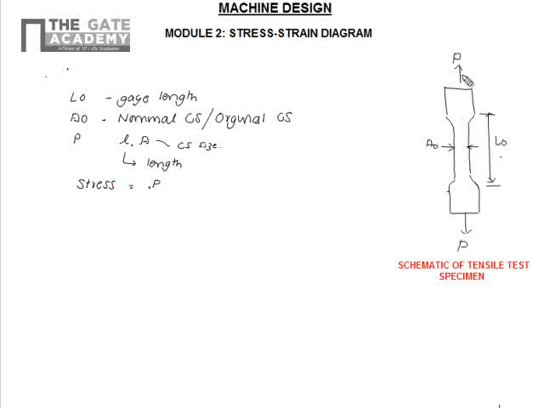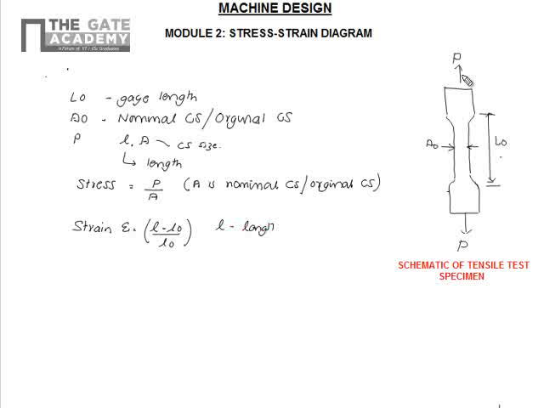but the load divided by area. Here A is the nominal cross section area or original cross section area, and we have strain epsilon as change in length by original length. Change in length is L minus L0 by L0, where L is the length at any instant of loading.